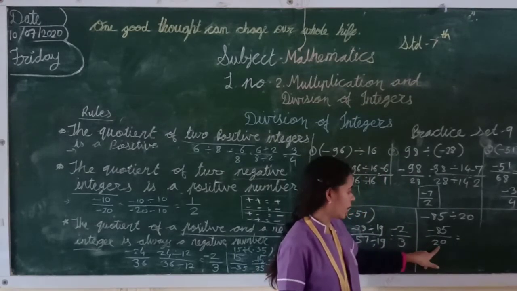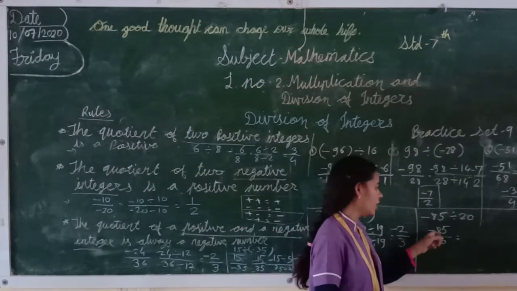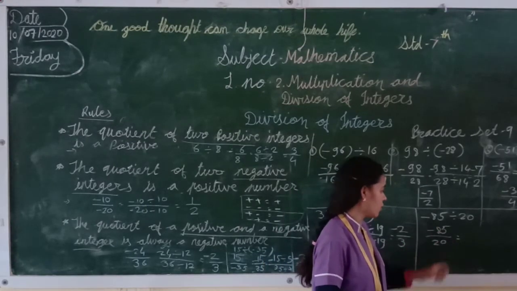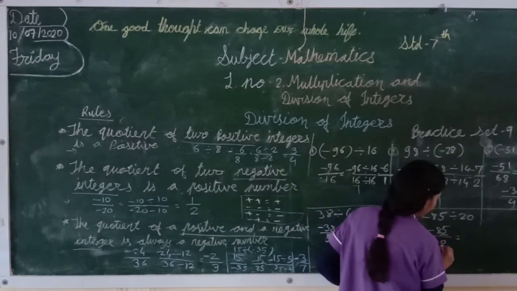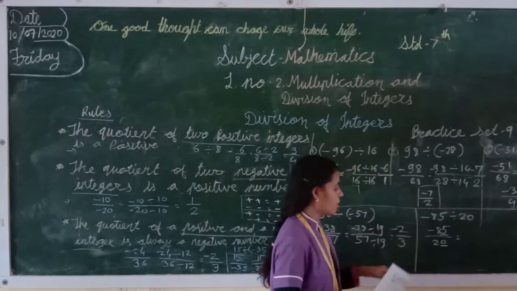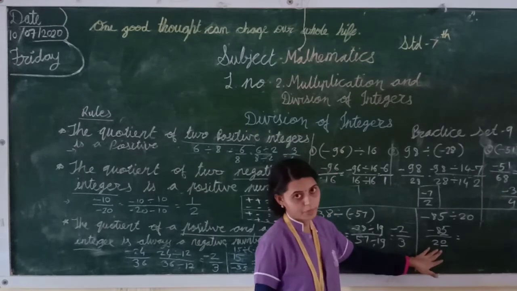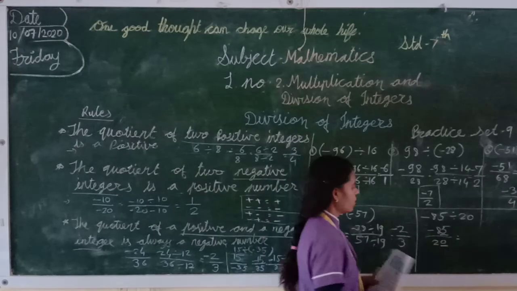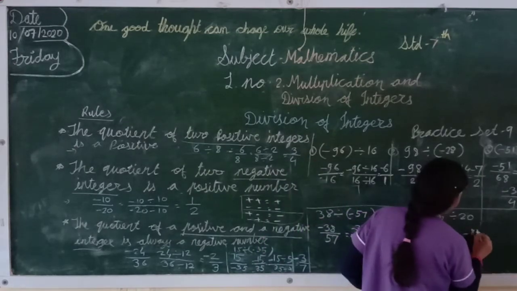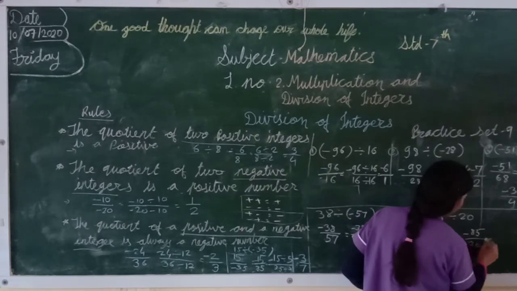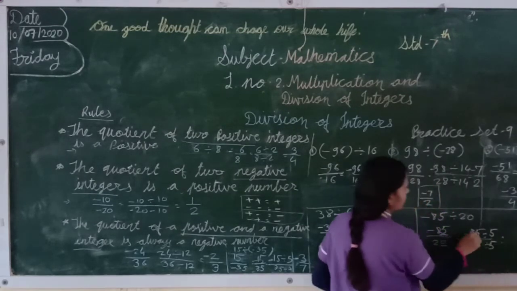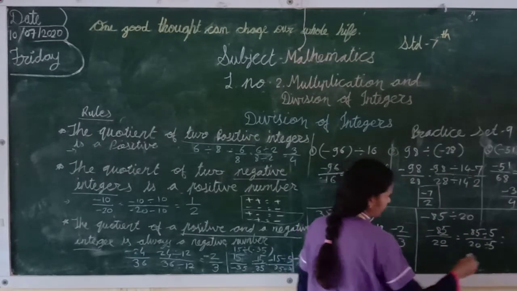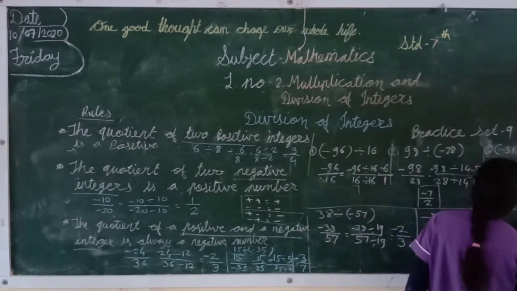Now students, 20 and 85 can be divided. So how will you do it? Here see the unit place number. Here we have 5, here 0. So by which number do you divide here? Table 5. Okay. So minus 85 divided by 20, we will divide it by 5.